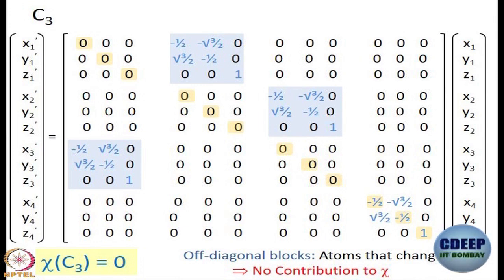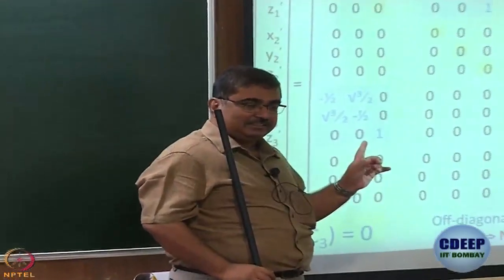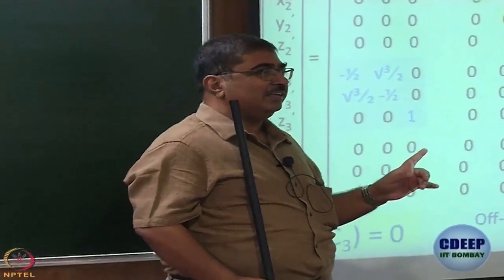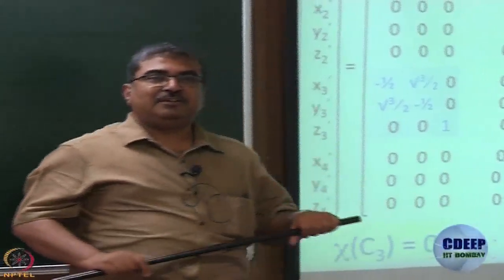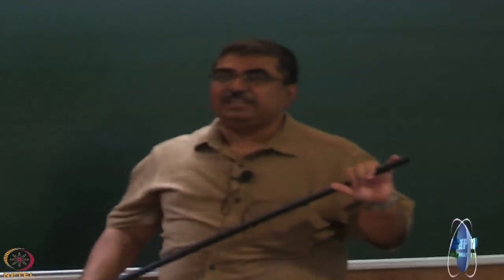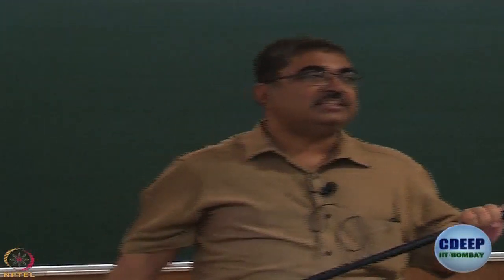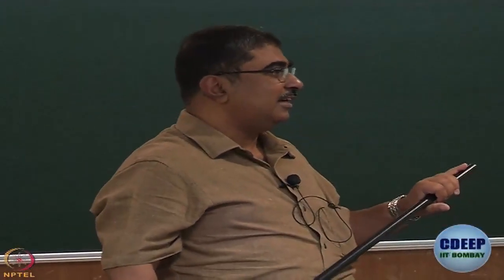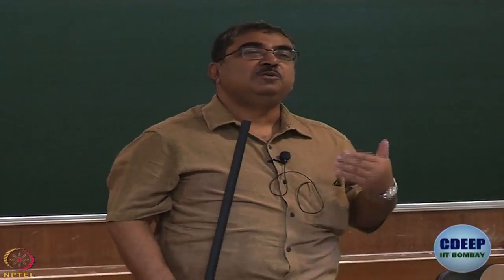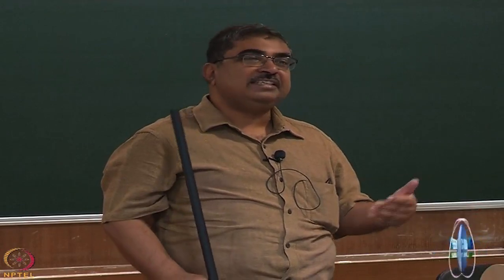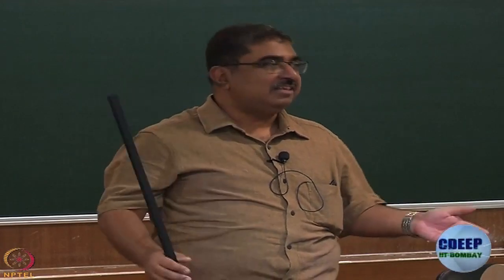Okay. So, the important lesson that we have learned is that the non-zero off diagonal blocks are for atoms that change places, and they do not contribute to chi. If you remember the old English proverb, a rolling stone gathers no moss. If atoms move from their own position as a result of a symmetry operation, then they do not contribute to the character. This is something that we learned, and this is something that we will use now. Things will become very simple.